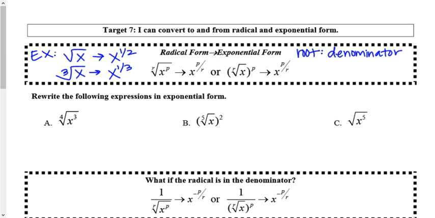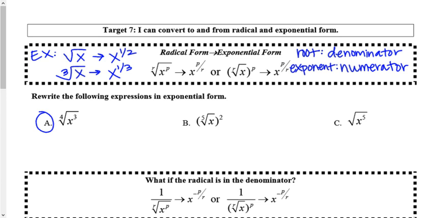And then the exponent, so if you're looking at a right now, my root was 4, my exponent is 3, that goes in the numerator of my fraction in exponential form. Okay? So my root becomes my denominator, my exponent becomes my numerator.